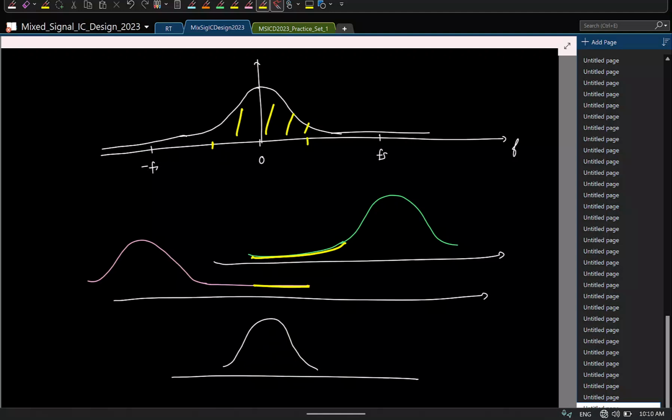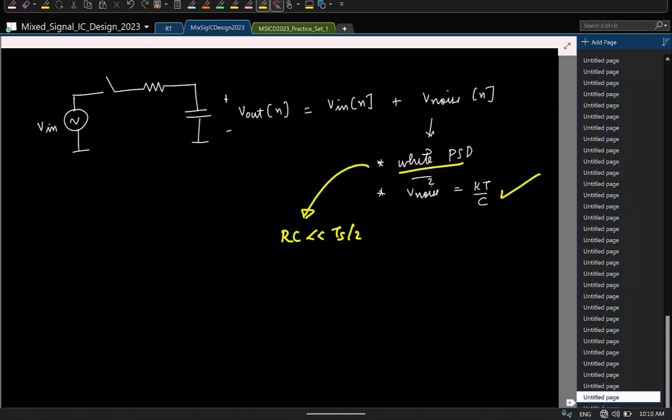The shape of the noise spectral density will depend on whether you choose RC to be much smaller than Ts by 2 or greater than Ts by 2. For a switch, we choose it to be less than Ts by 2, and that will guarantee white noise samples. Okay. So what will happen now is, let's see.